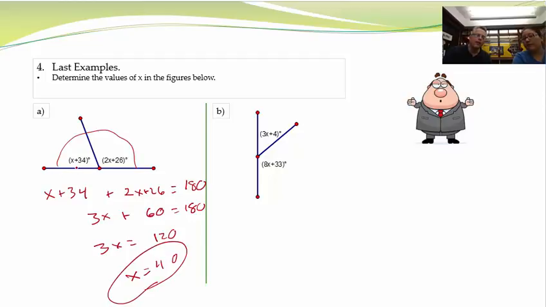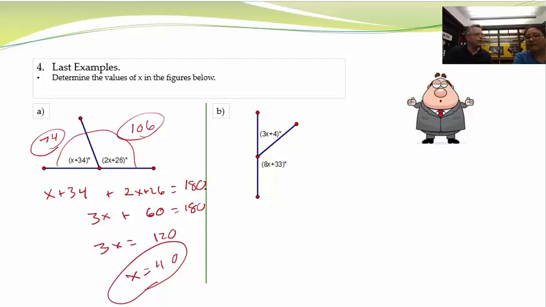Now if I go back and put it in, it didn't say to, but just to check, this angle would be 40 plus 34 is 74. And this angle would be 2 times 40 is 80, plus 26 is 106. And sure enough, if you add those two numbers together, you get 180. So you should be able to explain why an answer works. 40 is the correct answer because when I substitute it, these two angles add to 180.